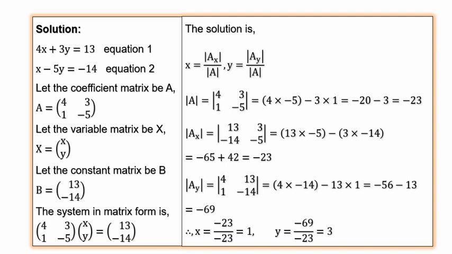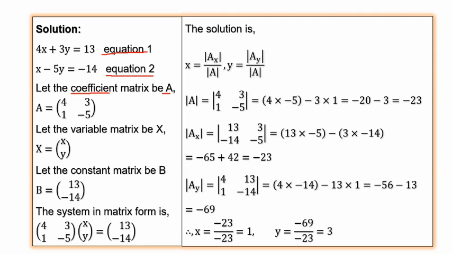So the first thing we do is to label the two equations: 4x plus 3y equals 13 as equation 1, and x minus 5y equals minus 14 as equation 2. In order to obtain the solution, we need to define three matrices. The first matrix is the coefficient matrix, so let it be A. That matrix we form using the coefficients of the variables in the equations.